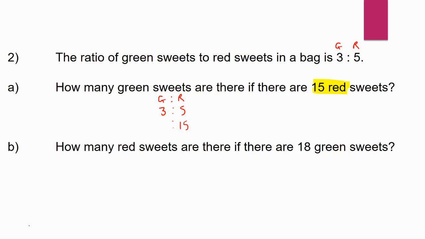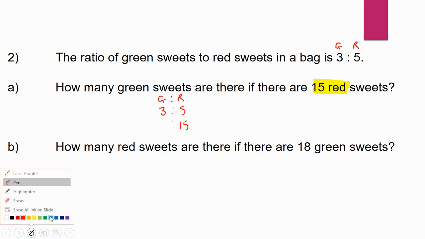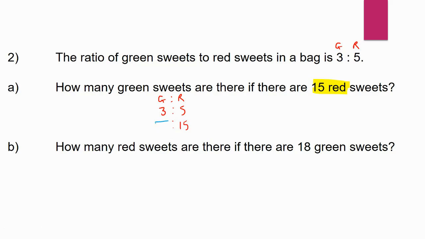And again, if we have a look carefully, we only now need to find what goes under the 3. How am I going to do that? Well, again, I'm going to work out what to multiply 5 by to get to 15. So that's 5 times 3 makes 15. And I'm going to multiply the other part of the ratio also by 3. So 3 times 3 gives me 9. So therefore, in this bag of sweets, there are also going to be 9 green.